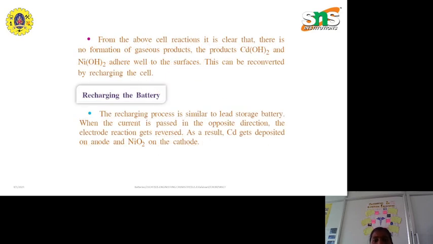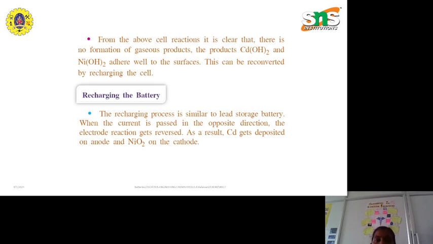From the above cell reaction, it is clear that there is no formation of gaseous products. The products cadmium hydroxide and nickel hydroxide adhere well to the surfaces. This can be reconverted by recharging the cell. So this type of battery needs recharging for reconverting the cadmium hydroxide and nickel hydroxide into nickel and cadmium.